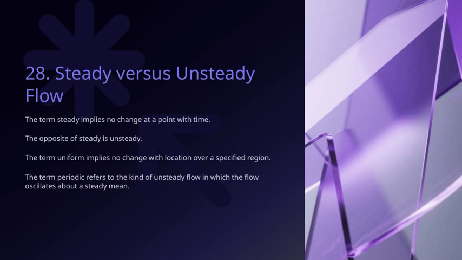Now, it's important to distinguish between steady and unsteady flow. Steady flow means that the flow parameters at a specific point do not change over time. In contrast, unsteady flow involves variations at a point with time, which can be periodic or otherwise. Understanding these terms helps us analyze and predict fluid behavior in various engineering applications, ensuring we can better control and optimize flow conditions in systems like pipelines, turbines, and aerodynamic surfaces.